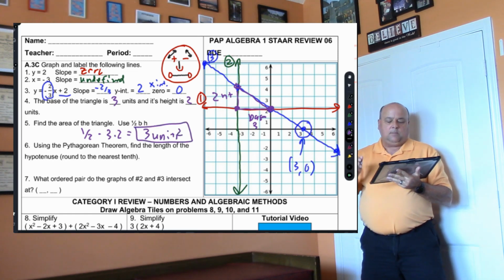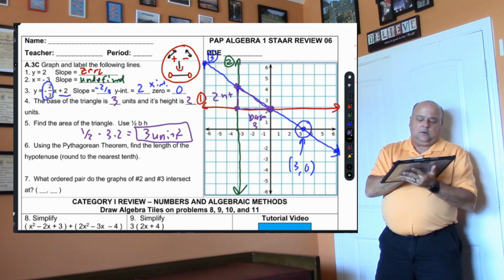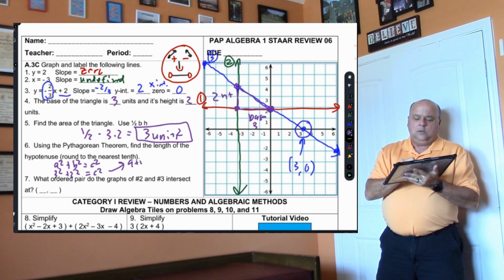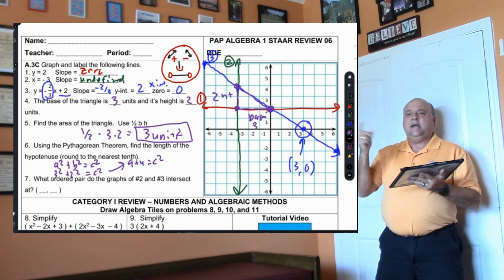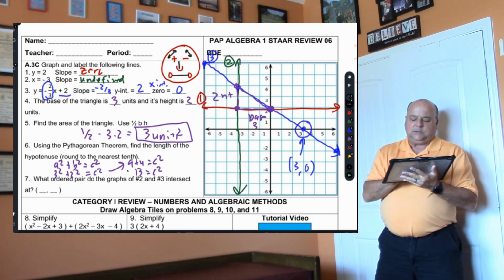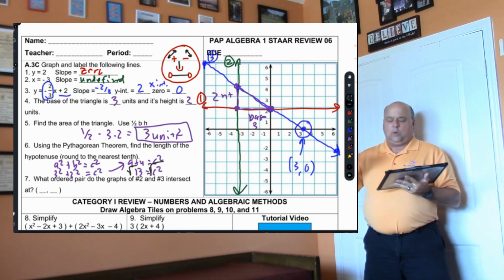Okay, keep going. Number 6, we're going to do the Pythagorean Theorem. So a squared plus b squared equals c squared. We're going to do 3 squared plus 2 squared equals c squared. That's going to be 9 plus 4 equals c squared. 9 plus 4 is 13. And then I need to square root this. So I need the square root of 13.